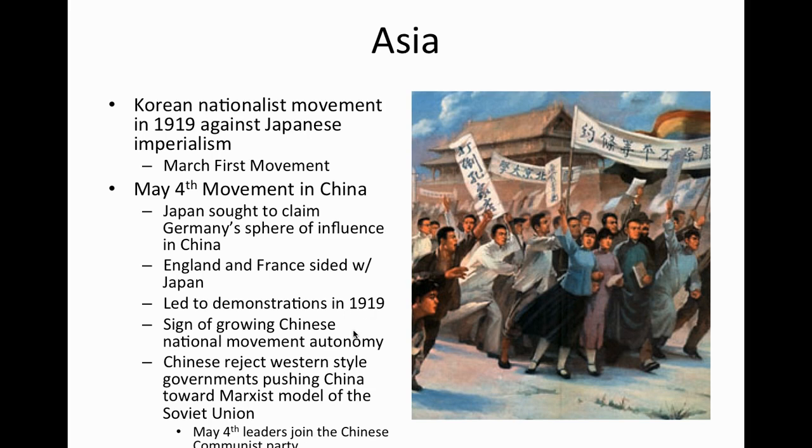And what it is, it's an example of this growing national movement where the Chinese were looking to expel foreigners, in a sense. And eventually that's going to lead to a communist revolution in the 50s, where the Chinese will begin to reject Western-style governments, and they're going to push China towards a Marxist model. So again, more change in China, and the common theme is rejecting Westernization, in this case, democracy. And eventually, leaders of the May 4th movement joined the Communist Party. And I believe after World War II, we're going to see a communist revolution in China led by Mao Zedong.